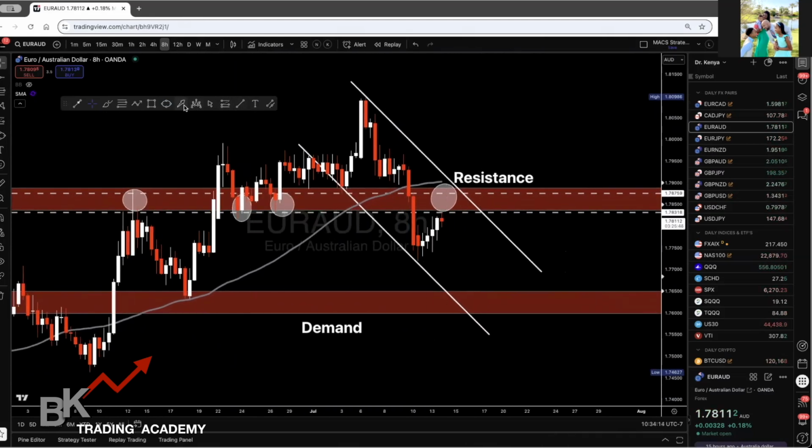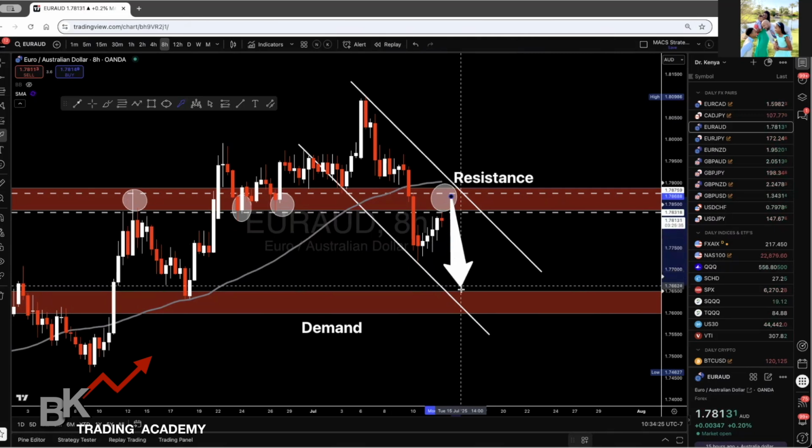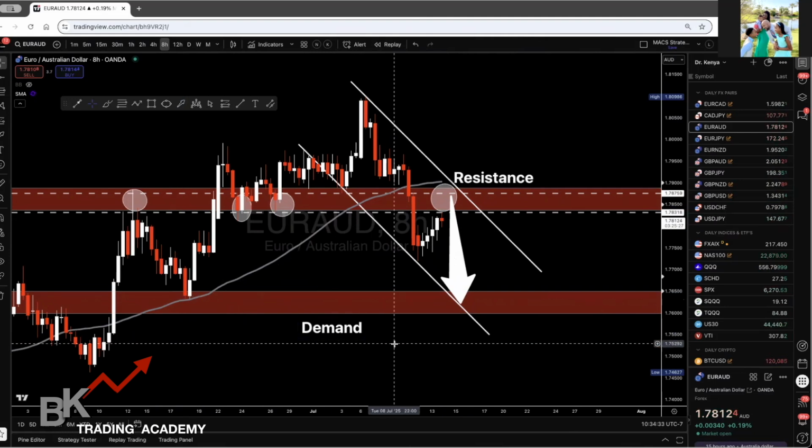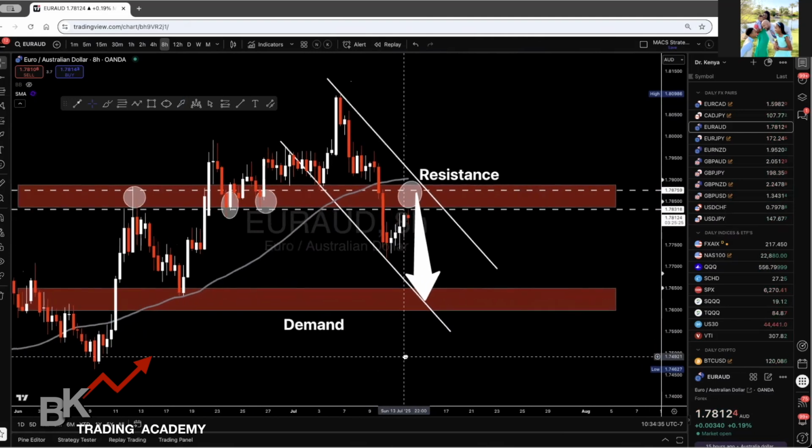And then we'd want to look for a continuation to the downside. Now, if you are shorting the resistance, you can take profit back at the middle of the channel, or you can put your positions at a break-even stop loss and take it to the bottom of the channel, and this will be your future buy zone once price gets to 1.7637. So that is your analysis for Euro AUD.